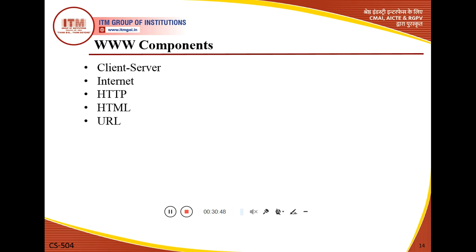Now the next important component is URL. So what do you mean by URL? The full form of URL is Uniform Resource Locator. When the web page opens, there is an address bar. The address bar represents the Uniform Resource Locator. With the help of the Uniform Resource Locator, you identify the name of your particular website.